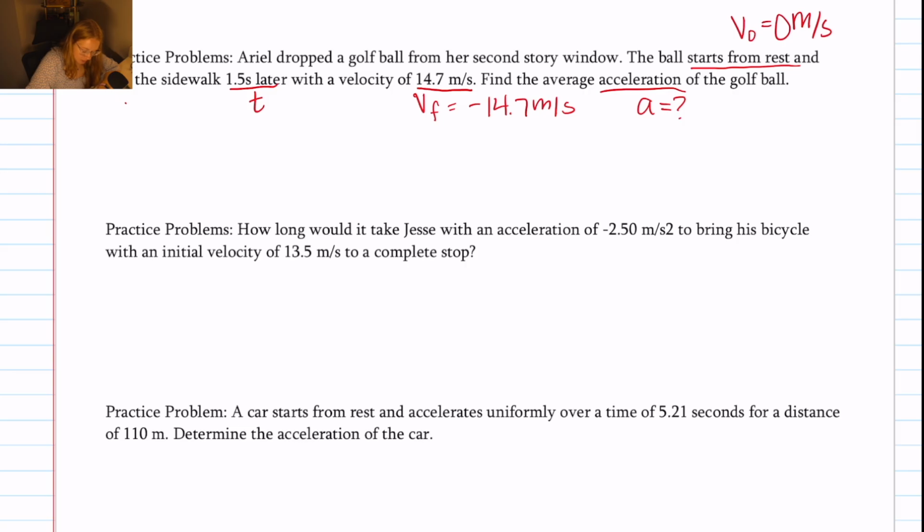Okay, so what I like to do is make a list of all my possible kinematic variables. And it helps you pick out a formula. Okay, so position I'm not given. The starting velocity is 0. The final velocity is -14.7. Acceleration is what we're looking for, so that's the most important thing. And then the time is 1.5 seconds. Okay, so you don't know position, so you're not going to use that. You can use the AP Physics formula chart. You could also use the formulas at the front of the notes.